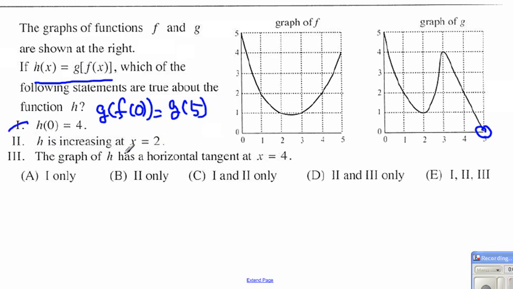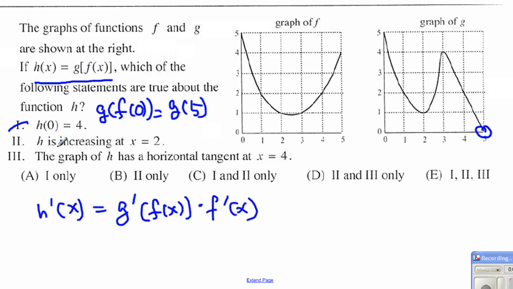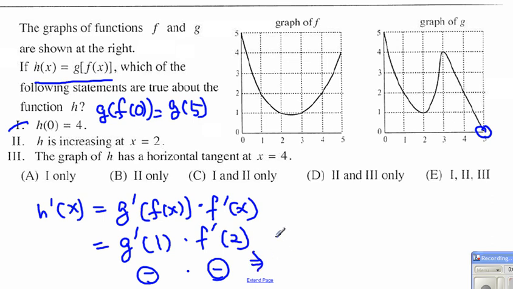H is increasing when x equals 2. Now, increasing and decreasing is still related with h prime. So h prime of x becomes g prime of f of x multiplied by f prime of x. Now here the value of x is equal to 2. Then let's look at it. We are looking at g prime of f of 2. F of 2 here seems to be 1. So we end up getting g prime of 1 multiplied by f prime of 2. But f prime of 2 seems to be negative. G prime of 1 seems to be negative. Negative times negative must be positive, greater than 0. So therefore, this should be true.